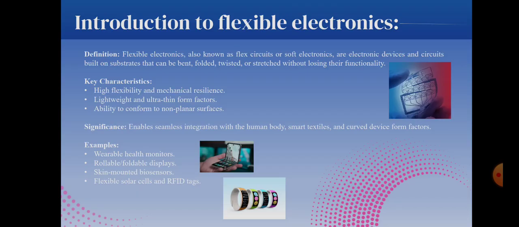Introduction to flexible electronics. Let's begin with the definition. Flexible electronics, also called flex circuits or soft electronics, are devices and circuits that are manufactured on flexible substrates. These substrates allow the electronics to be bent, folded, twisted, or even stretched without losing their functionality.